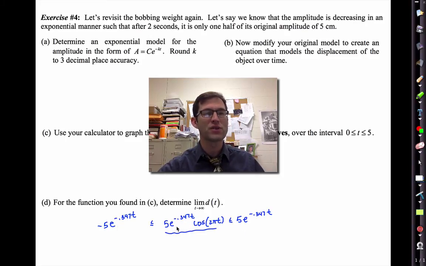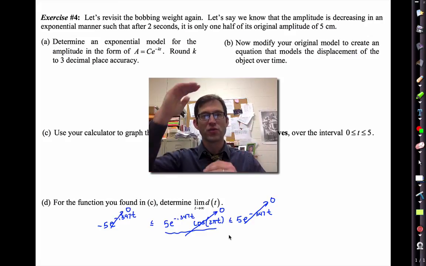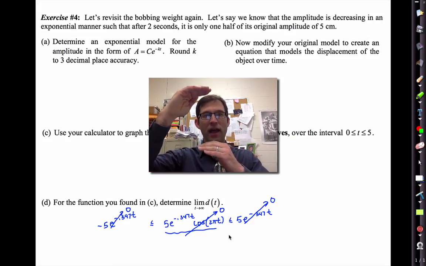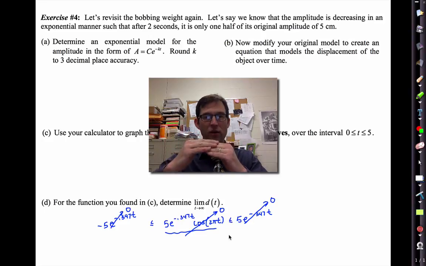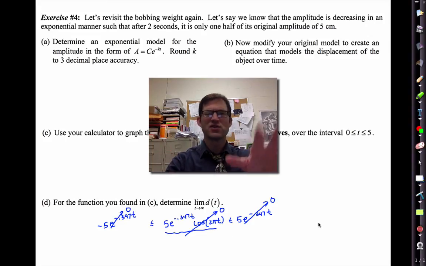Now think about it. Both of these are decreasing exponentials. As t goes to infinity, this goes to 0, and this goes to 0. Because they both go to 0, the quantity in the middle also must go to 0. It's what's called sandwiching. If I can trap a curve between something on top and something on the bottom, and they squeeze or sandwich that curve together, then I can figure out where it goes. We're going to see that a little later when we look at the derivative of sine and cosine.